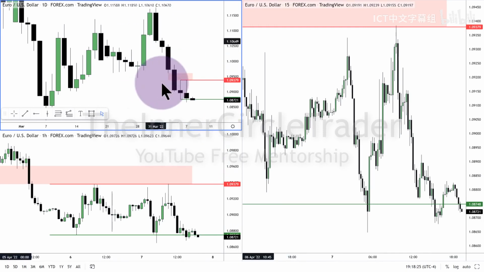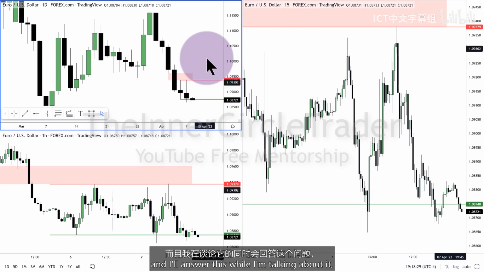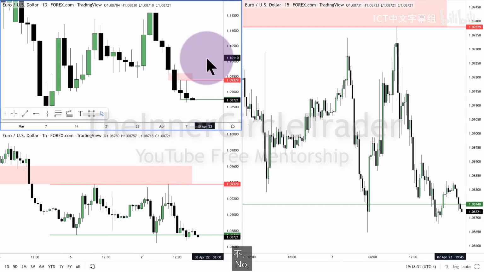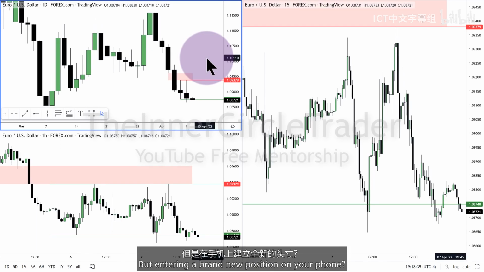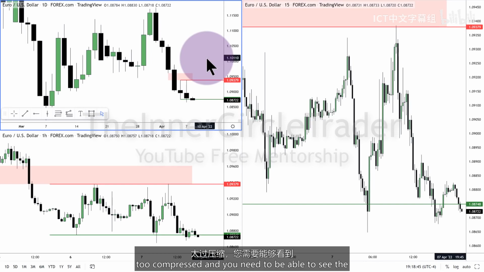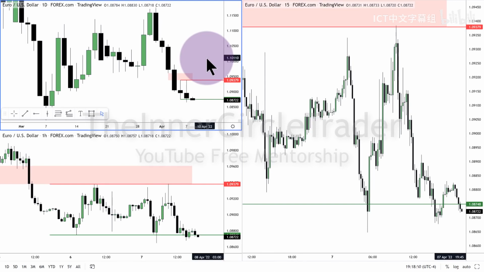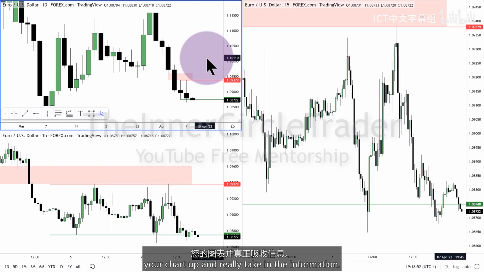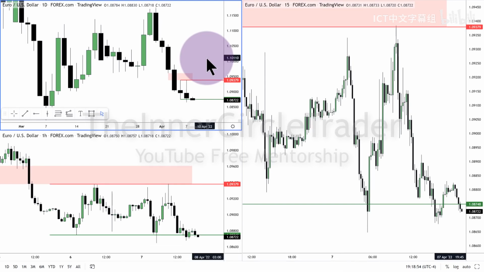But if you're working with one screen, like a laptop, and I'll answer this while I'm talking about it, should you be trading on your phone? No, you shouldn't. Can you manage a trade on your phone? Yes. But entering a brand new position on your phone, no. You don't see enough data. It's just too compressed, and you need to be able to see the lay of the land. Okay, you need to be able to open your chart up and really take in the information.